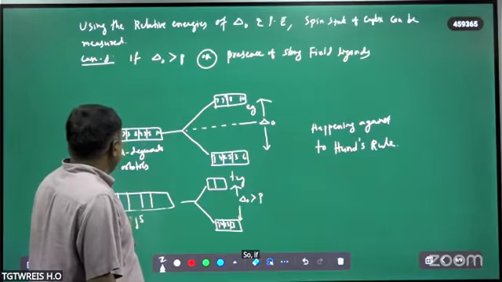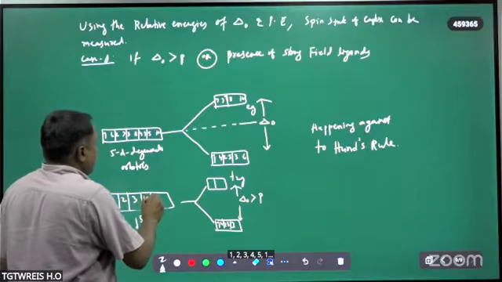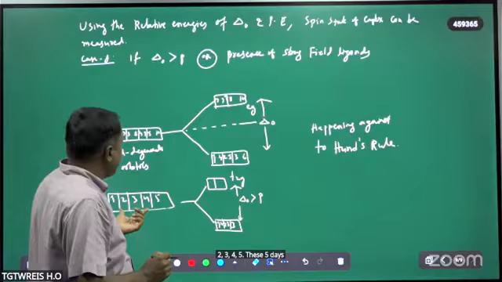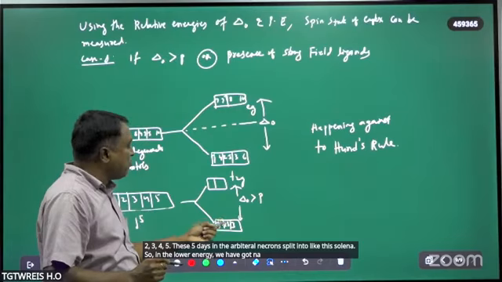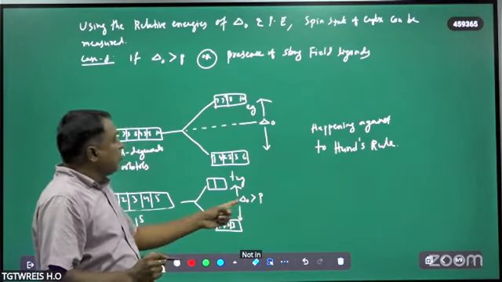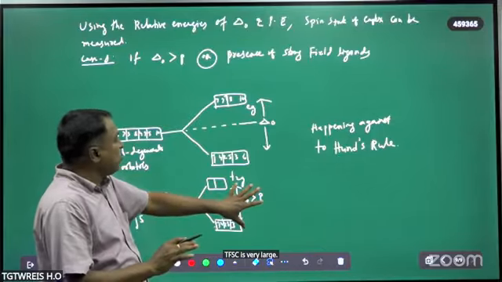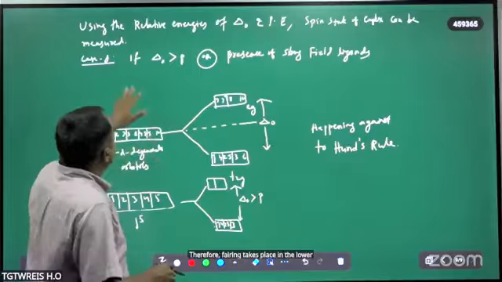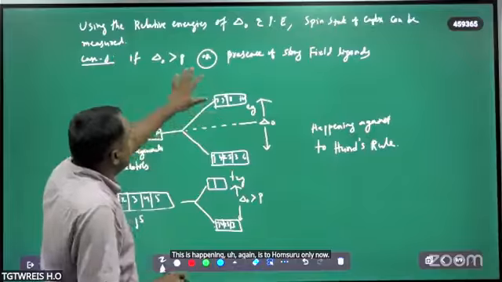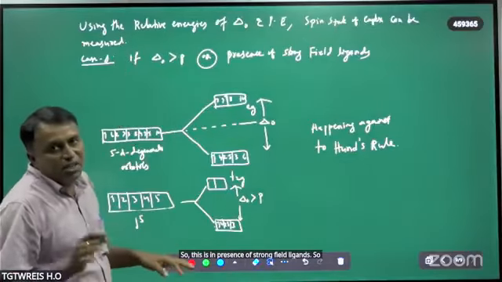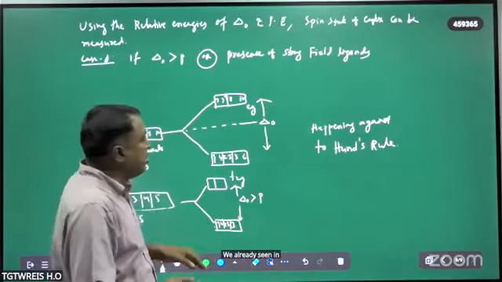So if you take d5, 1, 2, 3, 4, 5, these 5 degenerate d orbital electrons split like this only. In the lower energy we have 1, 2, 3, again 4, 5 in this only, not in this. Because delta naught, the CFSE, is very large, therefore pairing takes place in the lower energy. This is happening against Hund's rule only. So this is in the presence of strong field ligands. Strong field ligands generally give electron distribution against Hund's rule. We already saw this in VBT also.